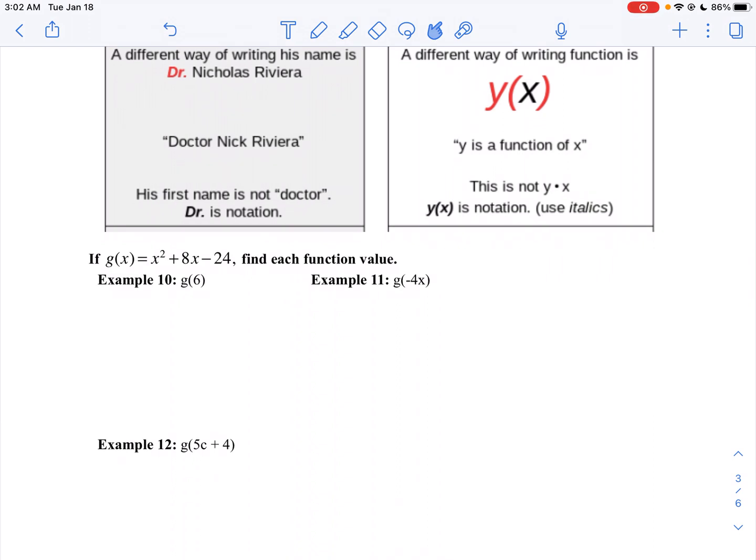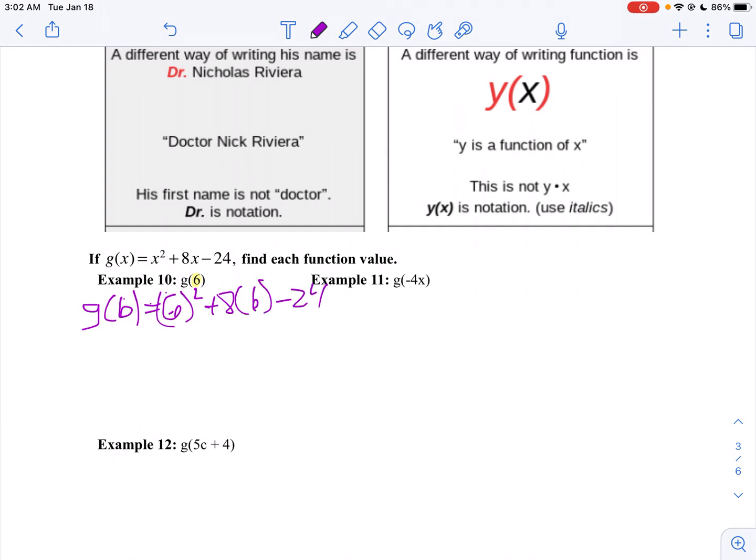So if I take a look at this next example, I'm given g of x equals x squared plus 8x minus 24. I want to find the value of g of 6. In other words, what I'm saying is x is 6. So I'm going to replace x with 6. I don't do anything on the left side. That's just its name. So g of 6 equals, I'll go 6 squared plus 8 times 6 minus 24.